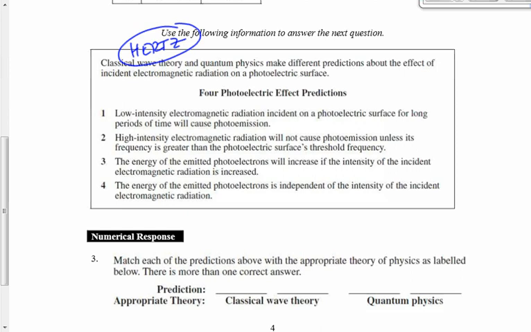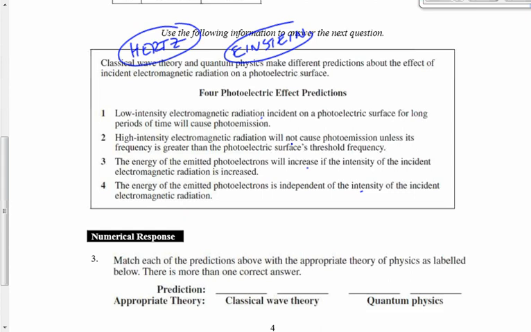Usually classical physics is defined as pre-1900, pre-20th century physics. And then quantum physics: Einstein, Compton, de Broglie, lots of guys with quantum physics. But in the context of the photoelectric effect, quantum physics would be Einstein. So basically, we're trying to match predictions up with either Hertz or Einstein.